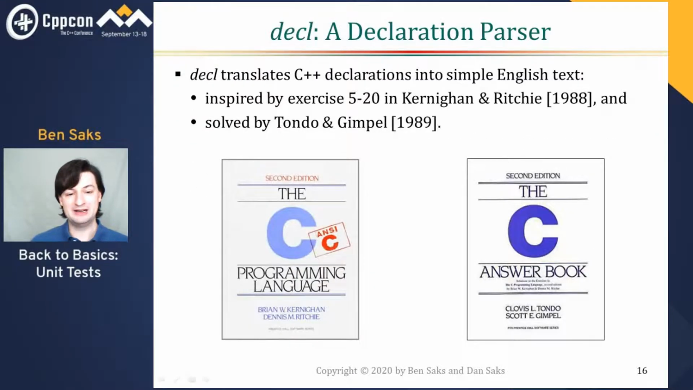All right, so the program I'm going to use for this example is called Decal. What it does is it translates basic C++ declarations into English text. It's taken from an exercise in Kernighan and Ritchie's original book, and they did not publish solutions in their book, but there's a separate book, the C Answer Book by Tondo and Gimpel, that does show solutions to those exercises. I'm not using their solution, which was written in C, but I'm using something based on that example.